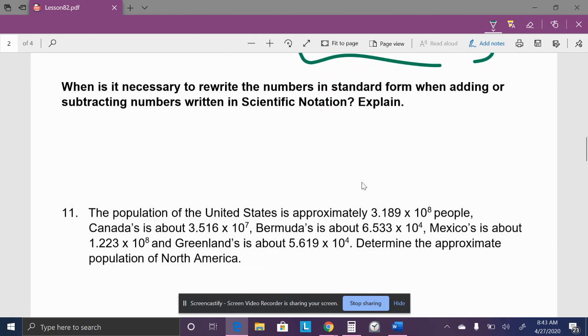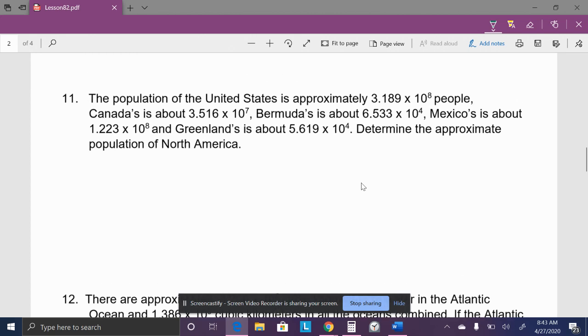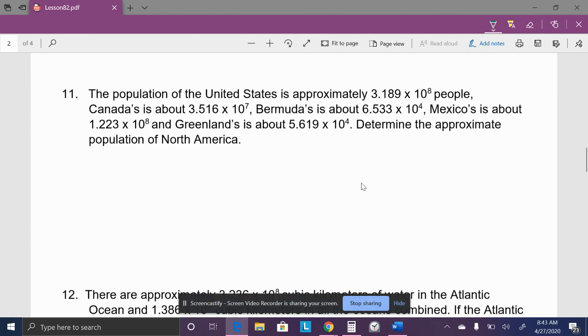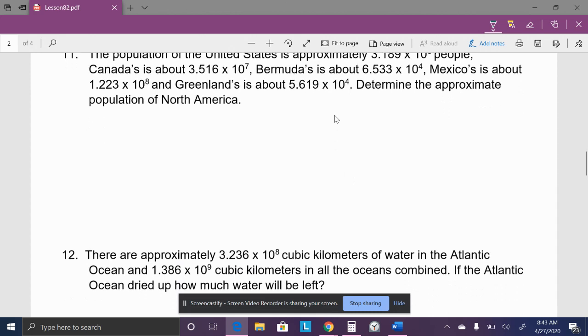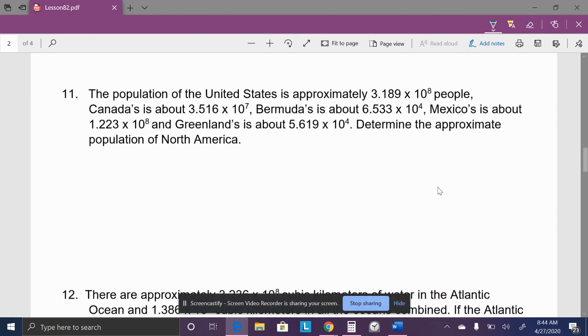Word problems. Pretty much no different with the word problems. Okay, let's look at number 11 here. It says the population of the United States is approximately that number. I'm not going to read it out loud. Canada's is that number. Bermuda's is that number. Mexico's is about that number. And Greenland's about that number. Determine the approximate population of North America.